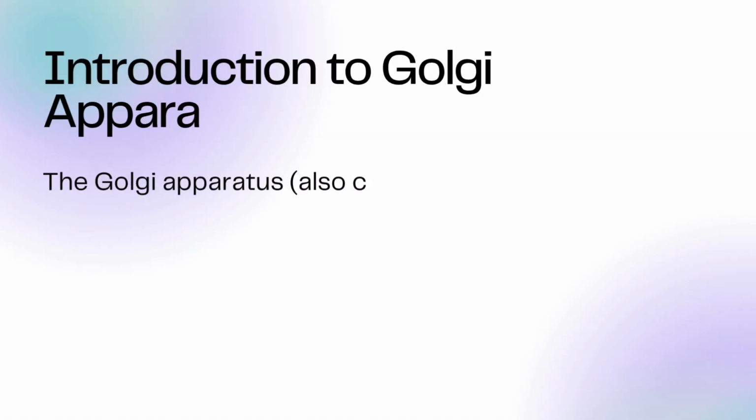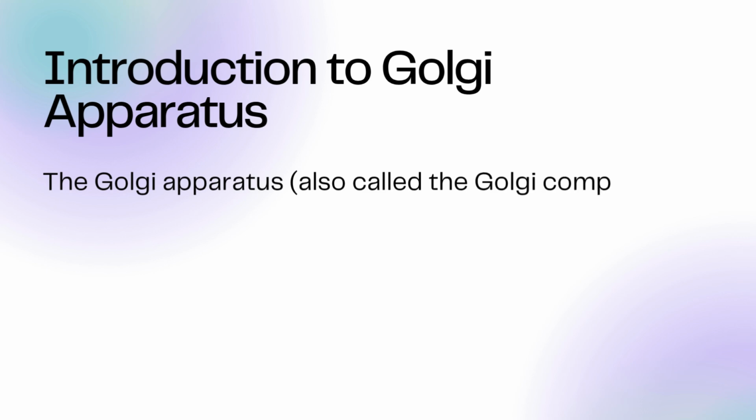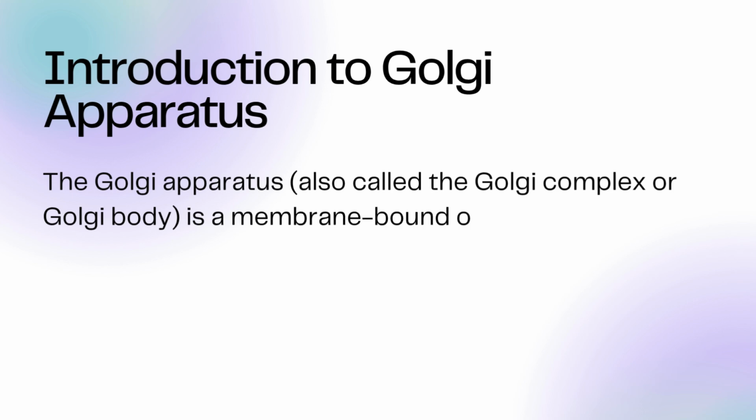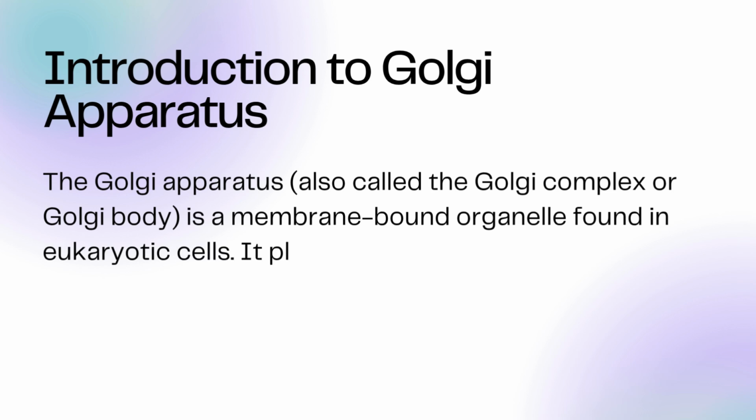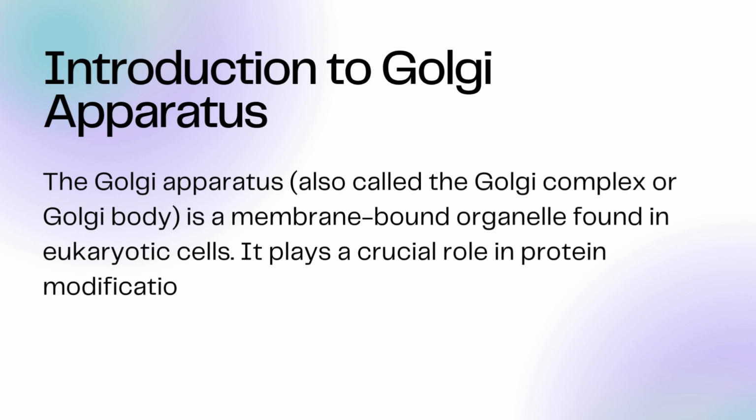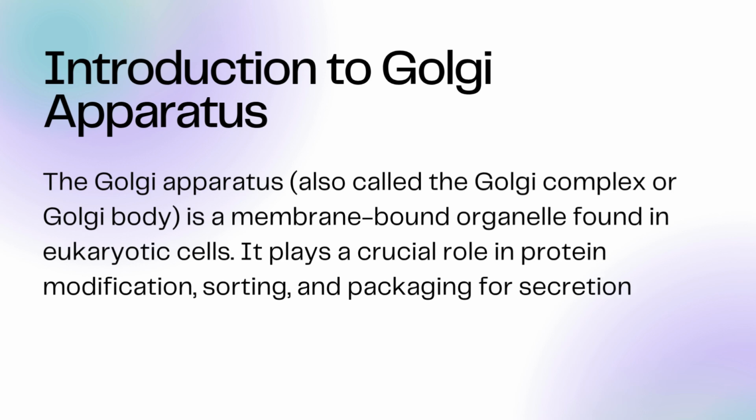The Golgi apparatus, also known as Golgi complex or Golgi body, is a membrane-bound organelle that exists in all eukaryotic cells, meaning cells that have a nucleus and other specialized compartments. Its primary function is to modify, sort, and package proteins and lipids that are produced in the endoplasmic reticulum. Once modified, these molecules are either sent out of the cell or directed to specific organelles for use within the cell. In simple terms, the Golgi acts as the post office of the cell, processing, distributing, and delivering cellular packages.